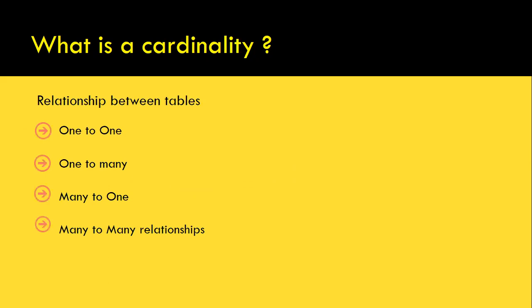Let me rephrase it. Identifying the tables, which are the dimension tables and fact tables, and then creating the relationship between the dimension tables and fact tables is called your relationship, or data modeling, or dimensional modeling. There are four types of relationships we can create: one-to-one, one-to-many, many-to-one, and many-to-many relationship.